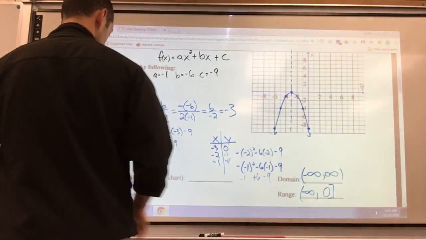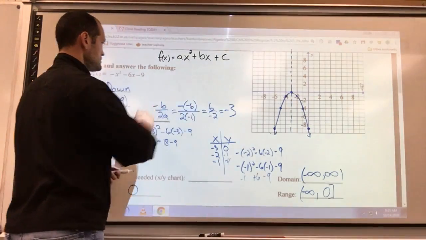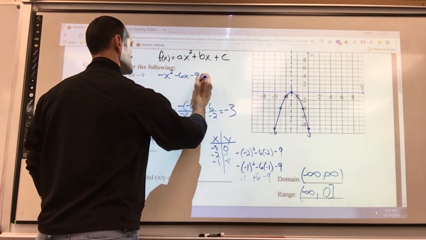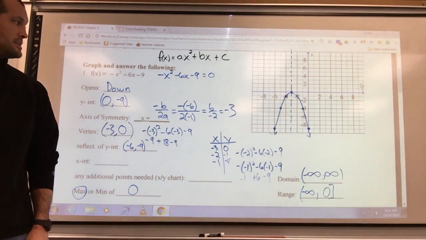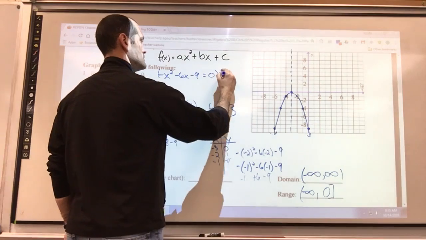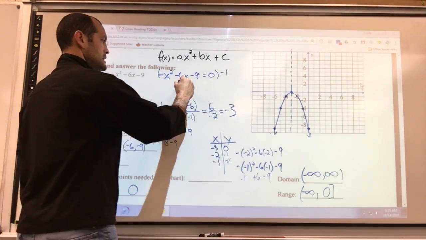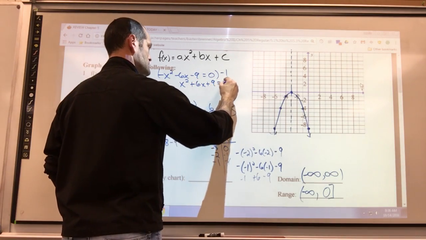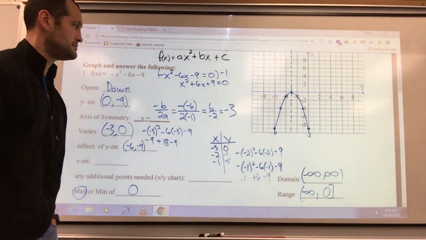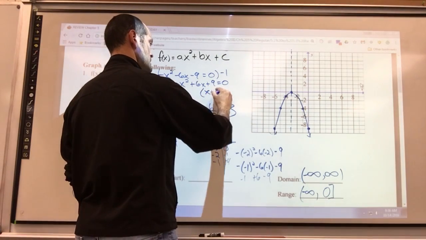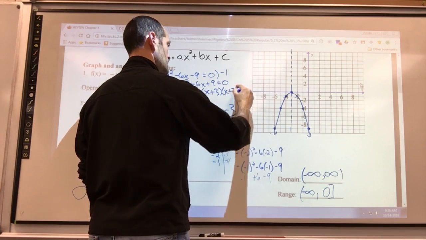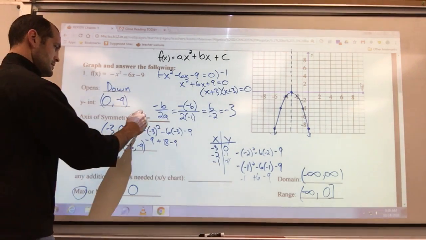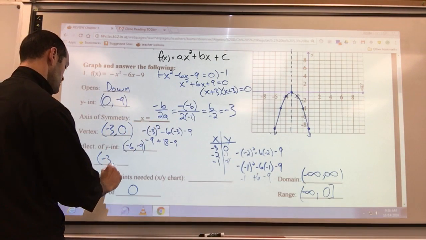To find my x-intercept, I'm going to take my original and set it equal to 0. So I have -x squared minus 6x minus 9 equals 0. I never like factoring with a -a value, so right off the bat, I'm going to multiply everything by -1. Leaving me with x squared plus 6x plus 9 equals 0. It's a very, very nice factor problem, leaving me with (x plus 3) squared equals 0. Solve both of these quantities, you get -3. So it just has the one x-intercept of (-3, 0).